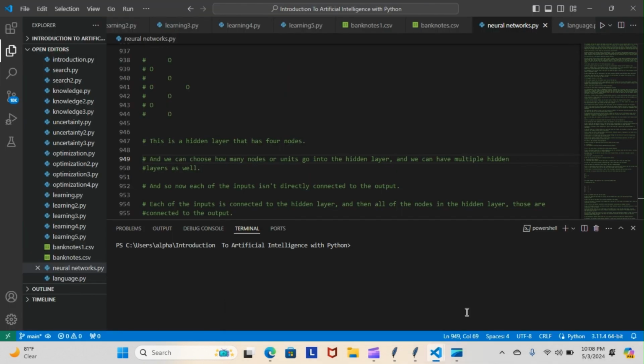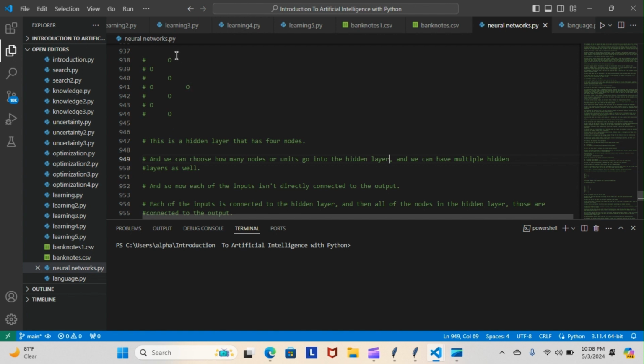Now, last night, if you recall, we started going over the actual introduction of the hidden layers, and tonight we're going to pick up where we left off. So this is a hidden layer that has four nodes. As you can see here, we have our input layer, we have a hidden layer with four nodes, and then we have an output layer.